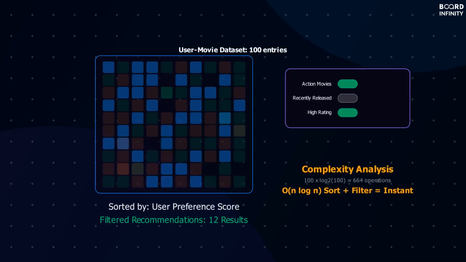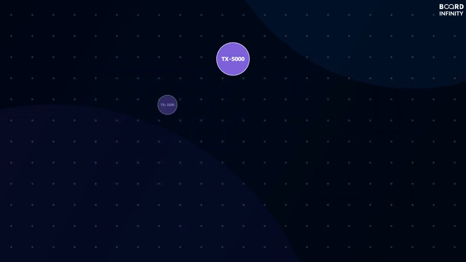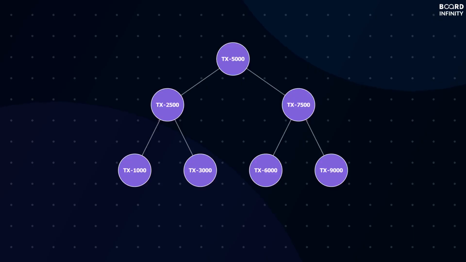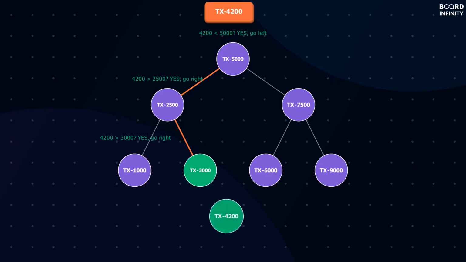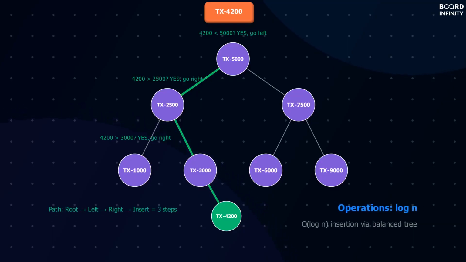This O of n log n sorting, combined with efficient filtering, allows Netflix to provide instant recommendations, making sure you see relevant content quickly. Banks use O of log n data structures to keep transaction processing fast, even at massive scale. This systematic search by continually dividing the remaining possibilities in half is what gives binary search trees their O of log n efficiency, meaning operations remain fast even as the number of transactions grows exponentially. This logarithmic efficiency ensures that inserting new transactions scales incredibly well, preserving system responsiveness even with a massive increase in data.